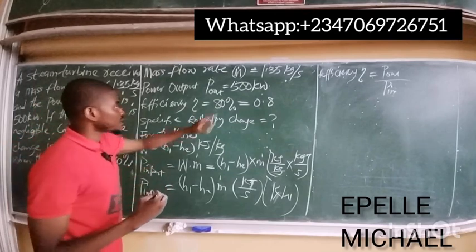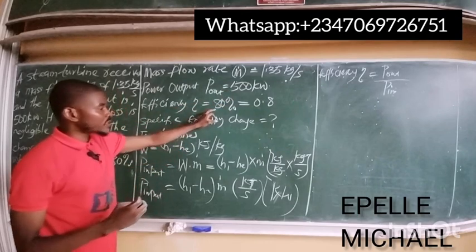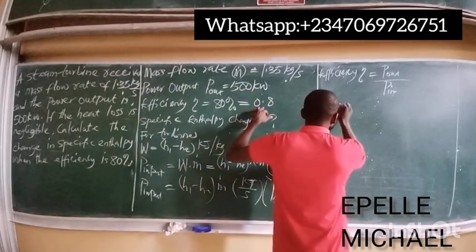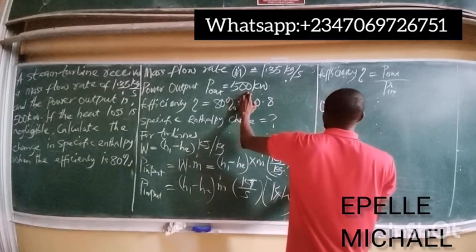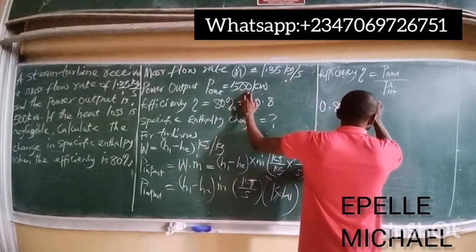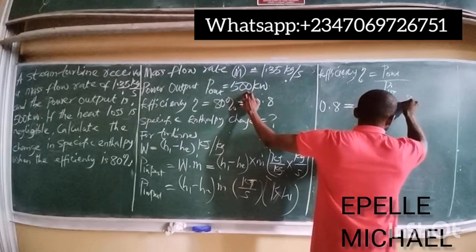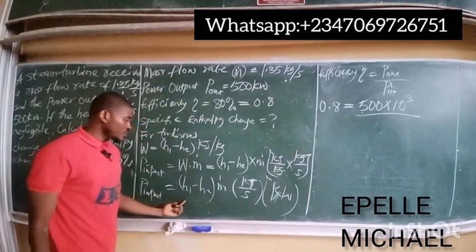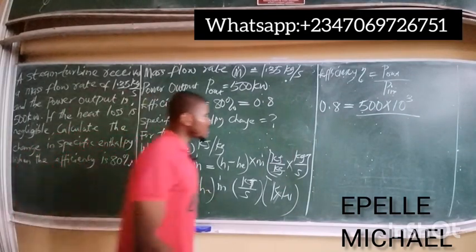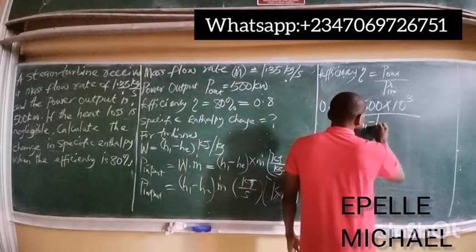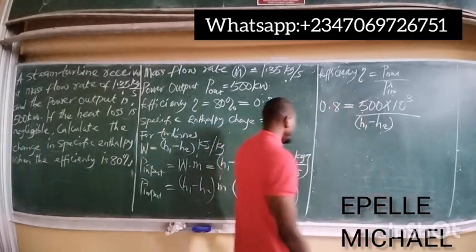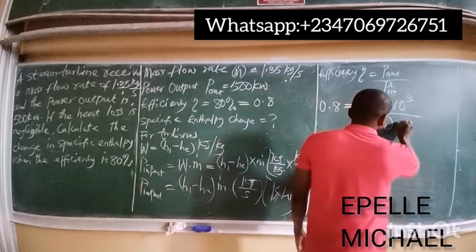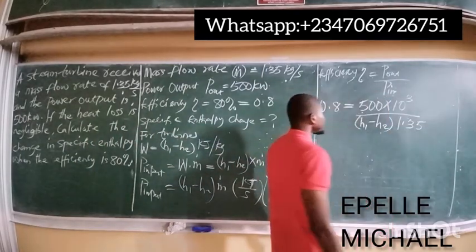Now the power output was given to us as 500 kilowatts. The efficiency itself was given to us as 0.8. So in place of efficiency, we have 0.8 equals, here we have power output, which is 500 kilowatts, and if you wish to convert that, you simply have 500 by 10 to the power of 3, divided by the power input, and the power input is simply h1 minus h2 times the mass flow rate. Now the mass flow rate was given in the question as 1.35, so we have multiplied by 1.35.